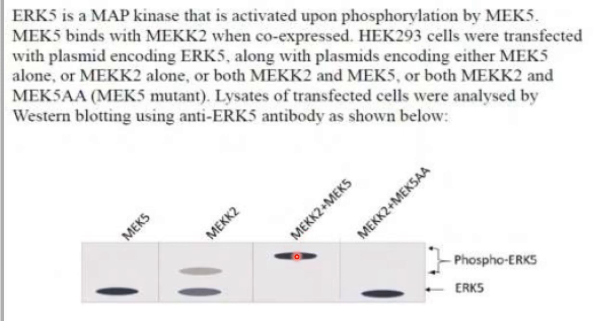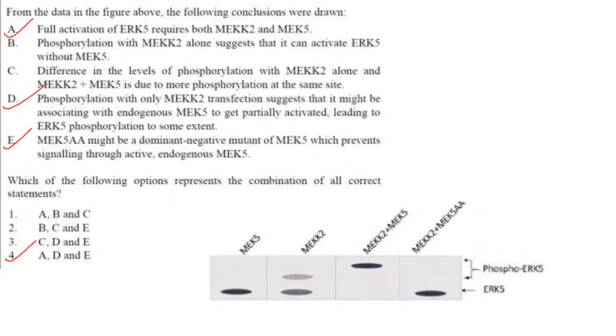Then if you see this blot, you can see that MEKK2 plus MEK5 both are required for phosphorylation of ERK5. So ERK5 is phosphorylated and you get a very dark band. No ERK5 is remaining here. But if you use a mutant of MEK5, that is MEK5AA, then there is no phosphorylation. So we will see the question now.